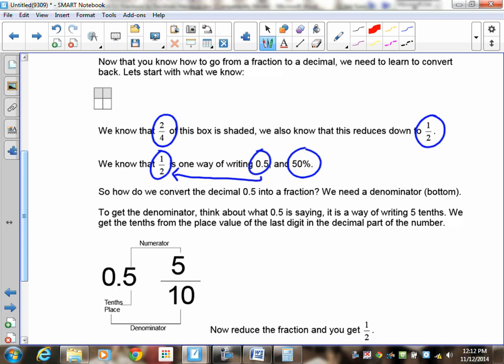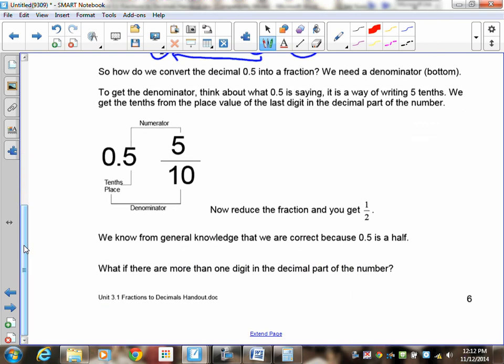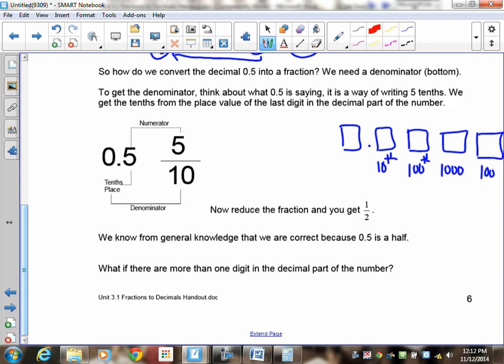Well, you have to know your place values. Remember we did a couple of minutes ago, all right? This is my tenths. This is my hundredths. This is my thousandths. And of course, if you had to go further, this would be 10,000ths, okay? The first thing you want to look at when you're trying to convert a decimal to a fraction is the place value of the last digit in your decimal. In this case, we only have one. It's in the tenths place. Because it's in the tenths place, your denominator is going to be 10.